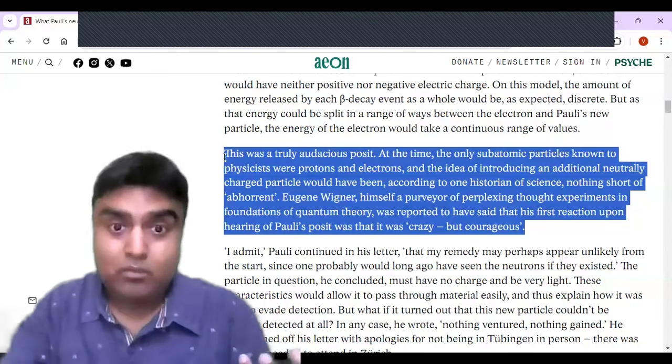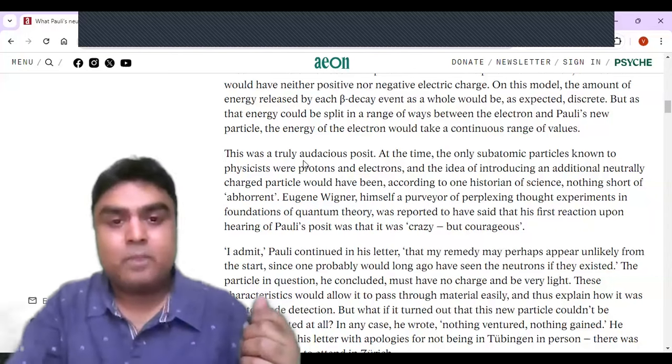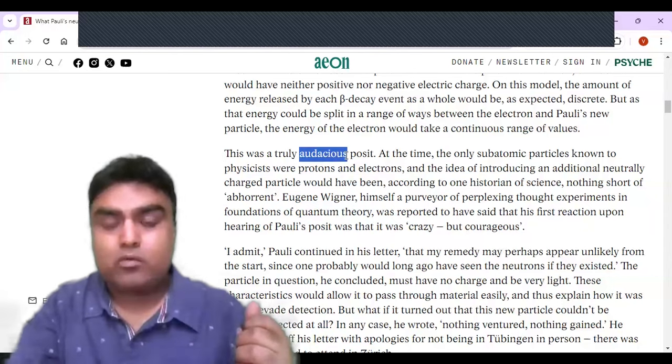Okay. Now let's look at this paragraph. This actual paragraph is a very interesting paragraph. I may not know what is audacious.